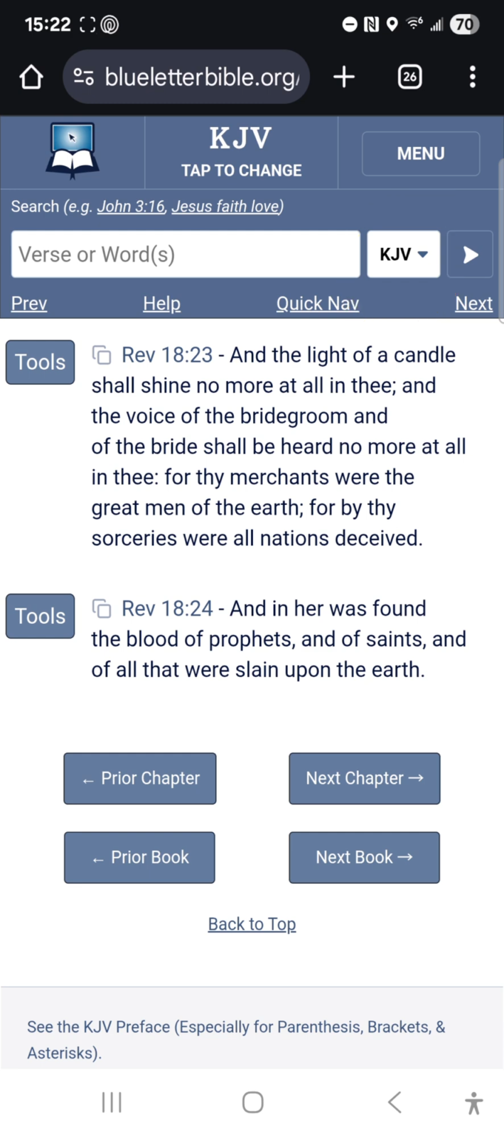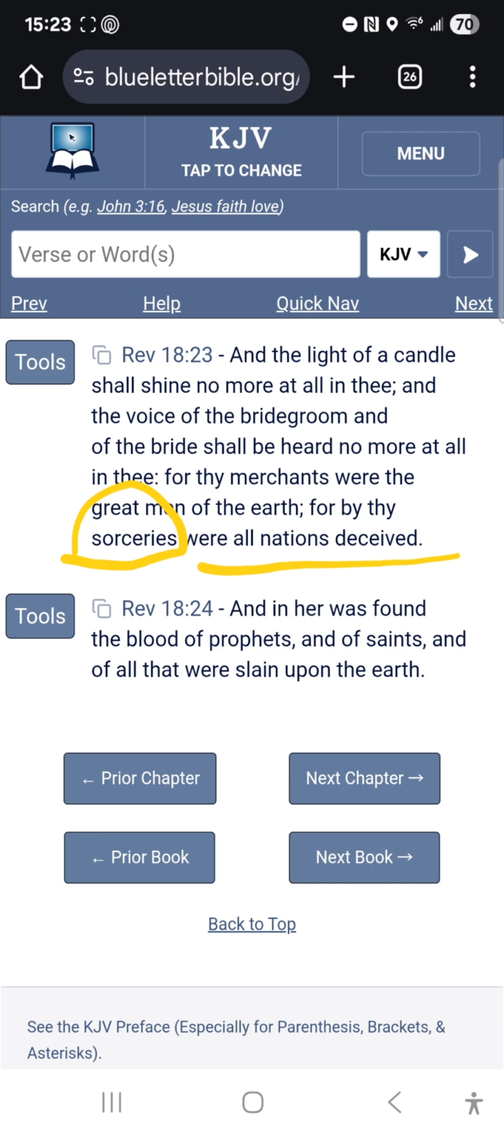Anyway, Revelation 18:23: And the light of the candle shall shine no more at all in thee, and the voice of the bridegroom and of the bride shall be heard no more at all in thee. For thy merchants were the great men of the earth, and by thy sorceries were all nations deceived. So this is actually talking about the fall of Babel or Babylon. And by thy sorceries were all nations deceived.